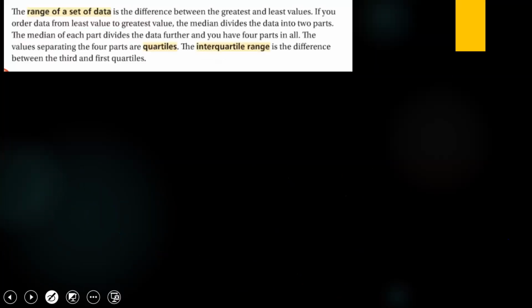Now let's talk about the range. I told you we have 4 measures: mean, mode, median, and range. Let's now talk about the range. The range is the difference between the greatest and the least values. If you order the data from least value to the greatest value, the median divides the data into 2 parts. First of all, let's have these examples here.